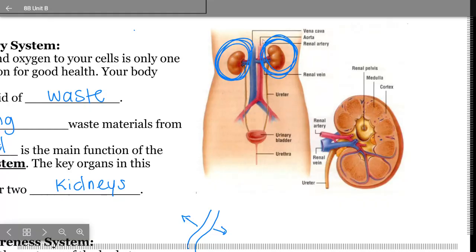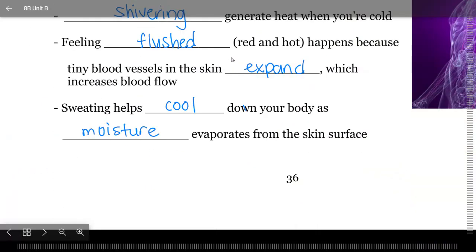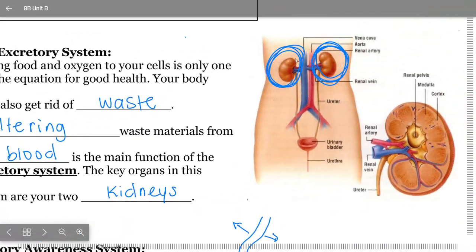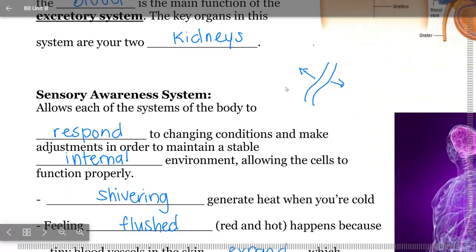The vena cava and the aorta send out these little passages to the kidney, and these are called the renal arteries and the renal veins. So the arteries and veins beside the kidney are called renals, like they're renal.